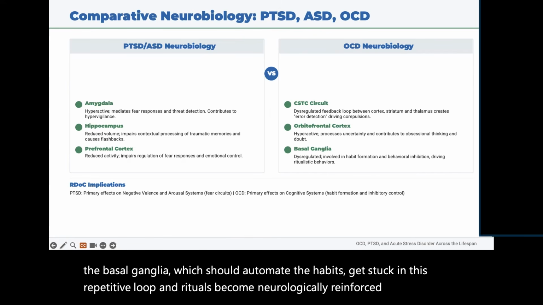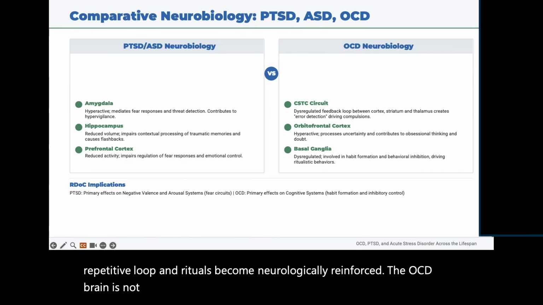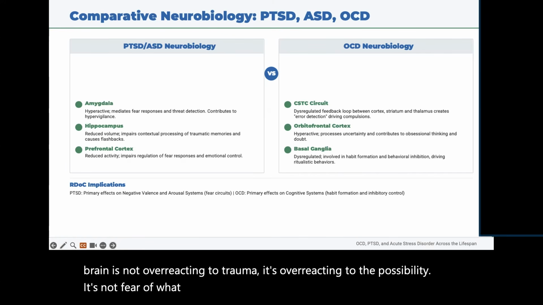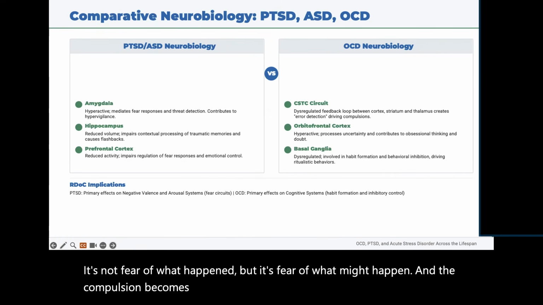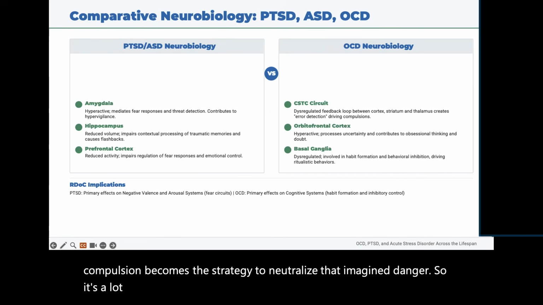The OCD brain is not overreacting to trauma. It's overreacting to the possibility. It's not fear of what happened, it's fear of what might happen. And the compulsion becomes the strategy to neutralize that imagined danger. So it's a lot about perception.